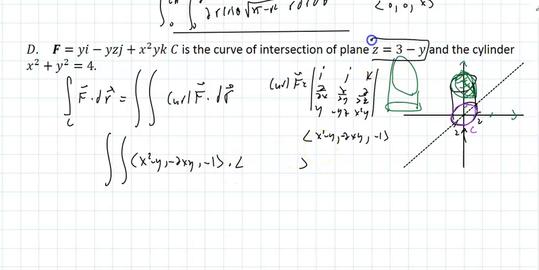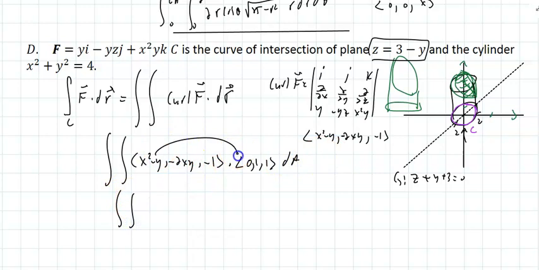And I'm going to dot that with, and what do we have here? Again, we all had them this way. That is z plus y plus 3 equals 0. That's my g. So the gradient of g will be 0, 1, 1. dA, and that is the double integral. That's a 0. That's a negative 2xy minus 1.